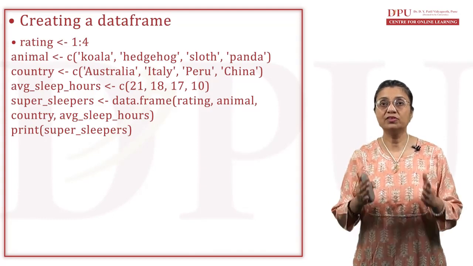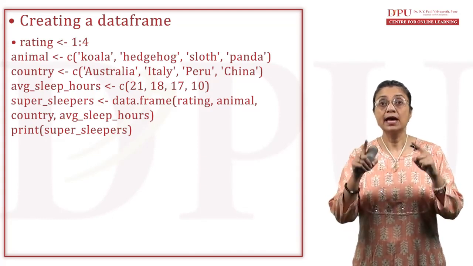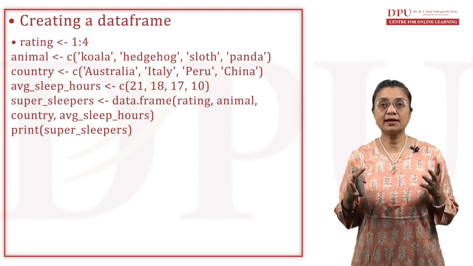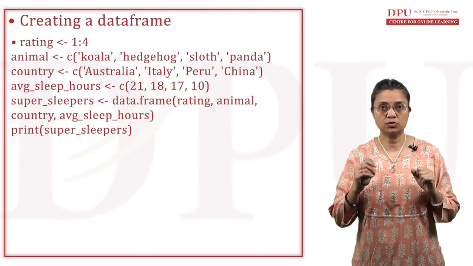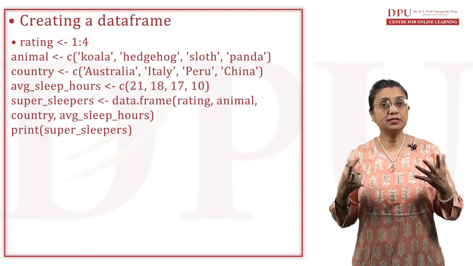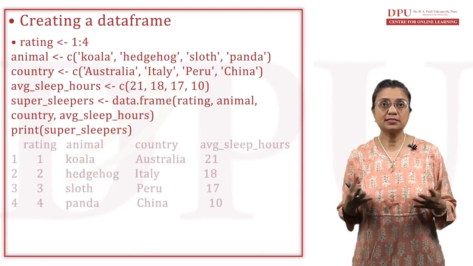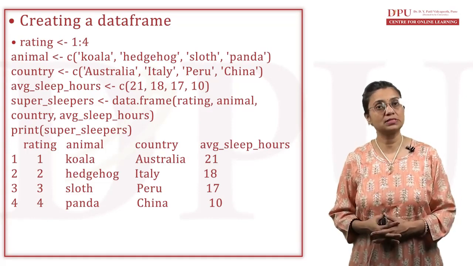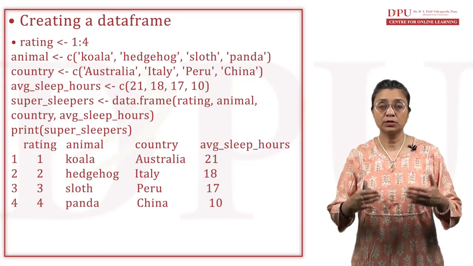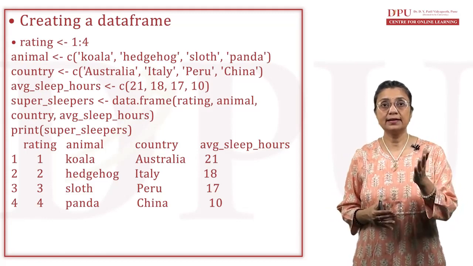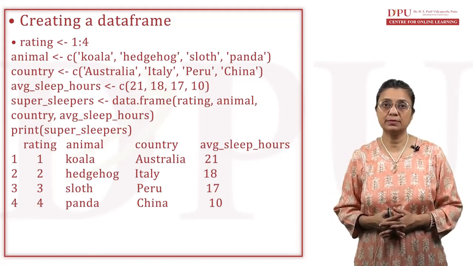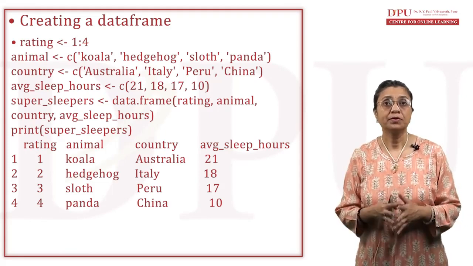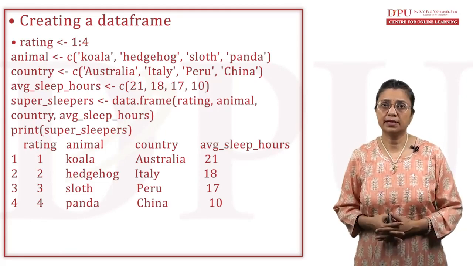So what we have done, we have called the function data.frame, and within the parentheses we have passed the 4 vectors. 4 vectors are nothing but 4 column values. And then I print super sleepers. So you can see it is so easy. I just write the print command and within brackets I pass the variable super sleepers. So you can see the output that it returns the rating, animal, country and average sleep hours. And you can see the rating is 1, animal is koala, country is Australia and average sleep hours is 21.